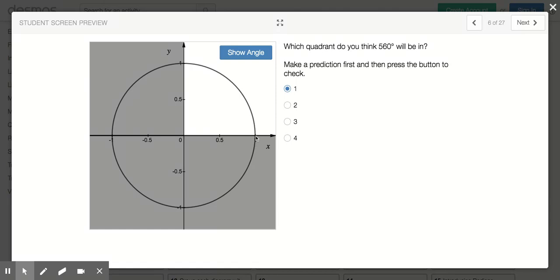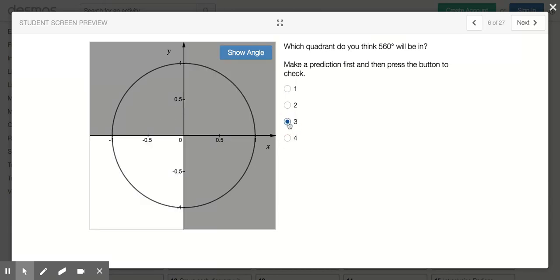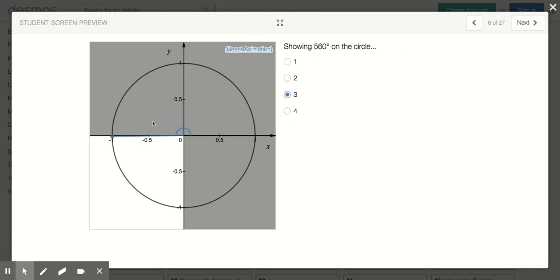From here on, if we make another full rotation, 360 plus 90 would give us 450, and then 450 plus 90 would give us 540. So we're close to 560. From 540 to 560, we'd go another 20 degrees. And so I'm going to say that this is going to be in quadrant 1, 2, 3, quadrant 3 here. Okay. And then you guys can check that to see if it works.